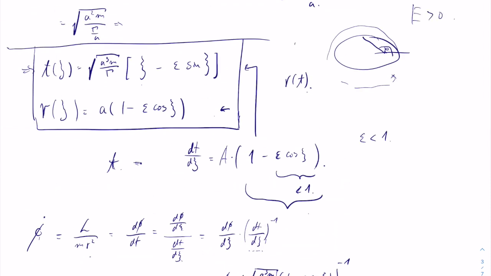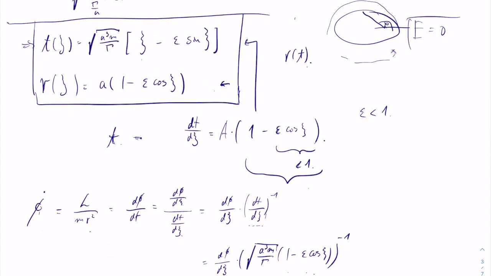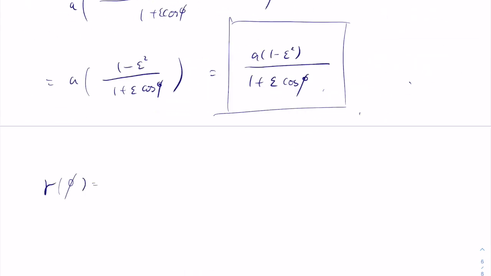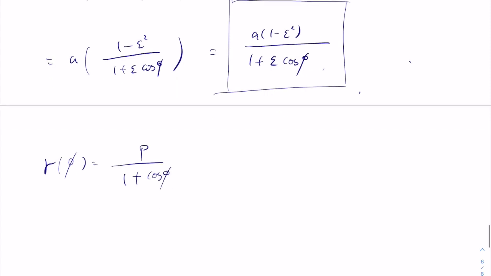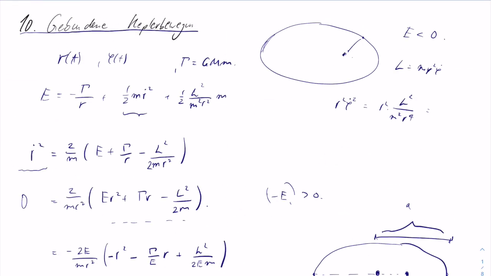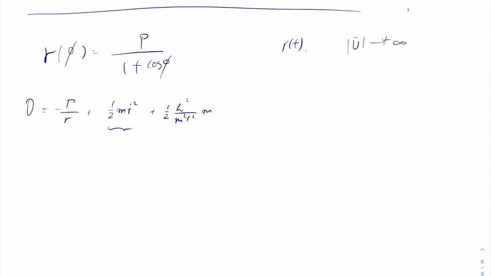Okay, so now we're going to move on to finding out r if the energy is 0, so when we're dealing with a parabola. In this case, r of phi just gets reduced to p over 1 plus cosine phi. And we're going to find out what r of t is, because we have calculated it for the bound Kepler motion. If it's unbound, then the energy is larger than 0, and you just have to do some manipulations which are not that different, so I'm not going to cover it here.